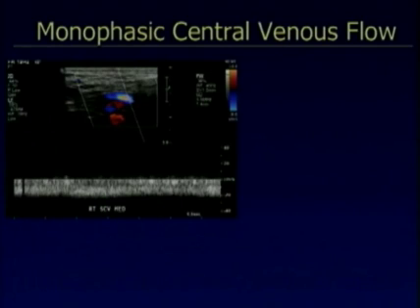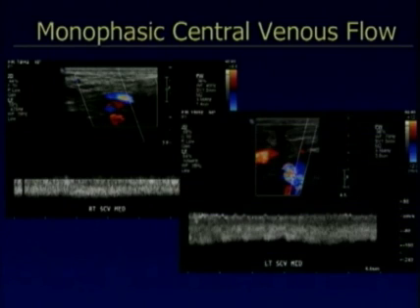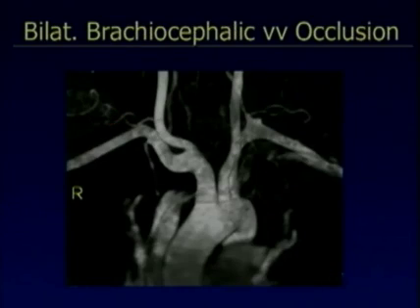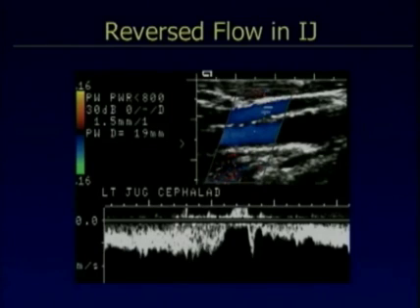This is another patient with very monophasic central venous flow on the right and also in the left. Very, very abnormal. And this is a patient with bilateral brachiocephalic vein occlusion. You can see where this person's left medial subclavian and brachiocephalic vein is, and you can't even see where the right side is as well. Here's the SVC. So this patient's got a significant problem and cannot have a fistula or a graft in the upper extremity.